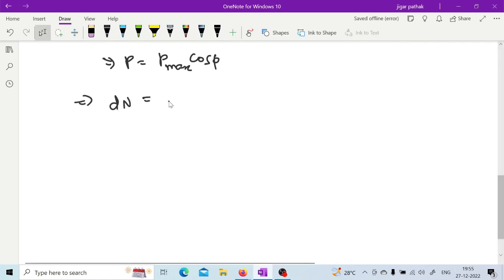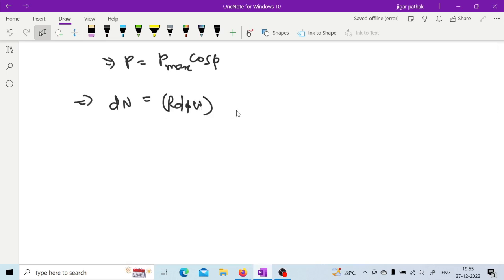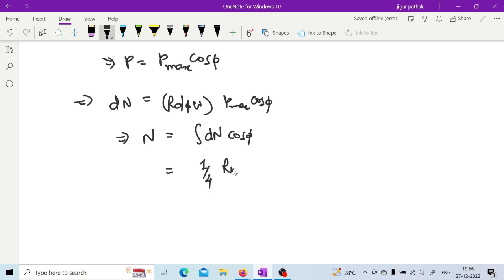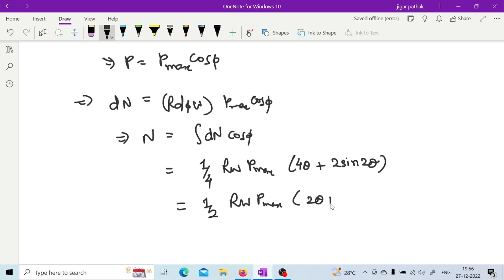So this dN can then be written as r d phi into w, which is area, into p max cos phi. This can be further calculated by integrating dN cos phi. If you put the value of dN and simplify by integrating, I am not going for full integration, I am directly writing that you will get r w p max into 4 theta plus 2 sin 2 theta. Further you can simplify this as 1 by 2 r w p max into 2 theta plus sin 2 theta.